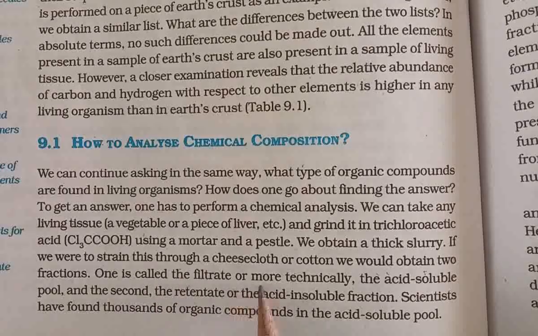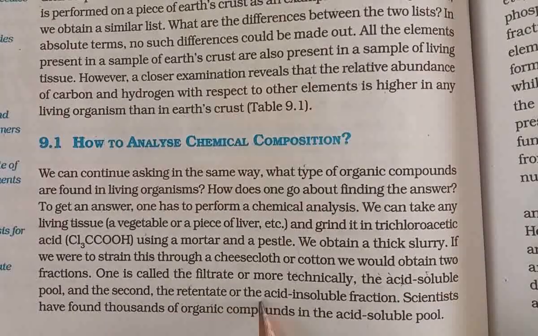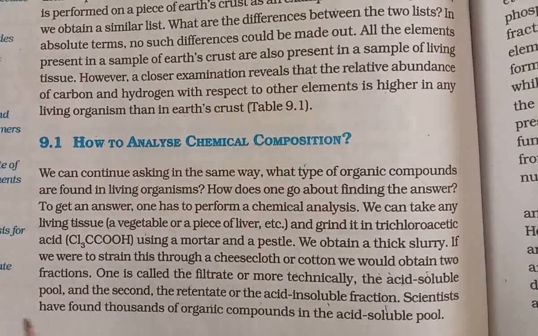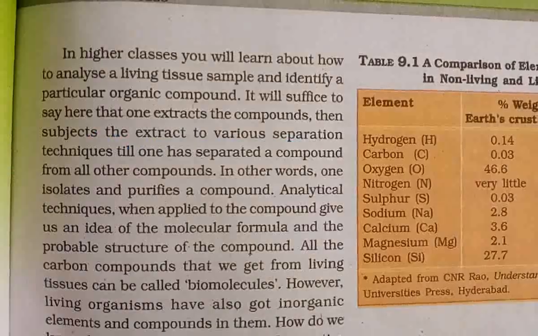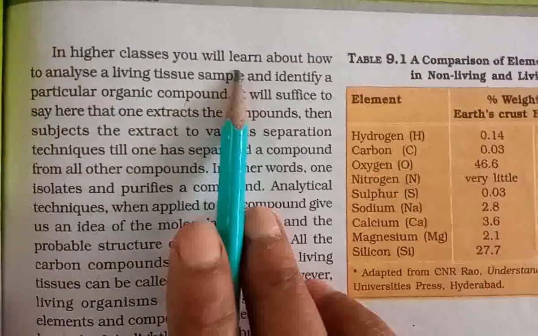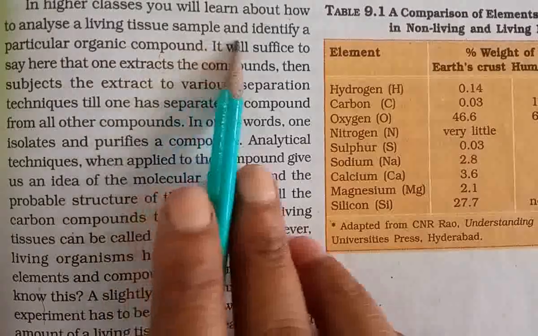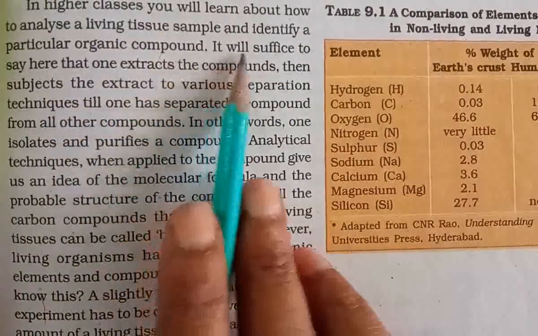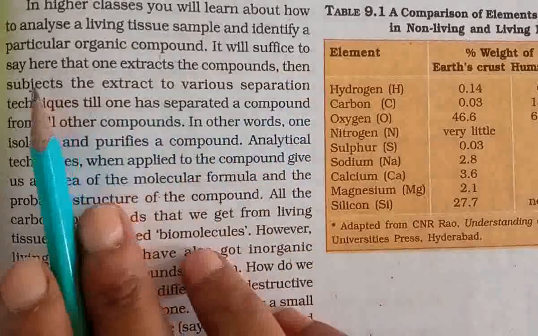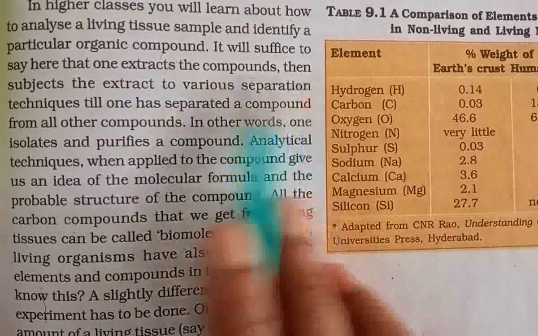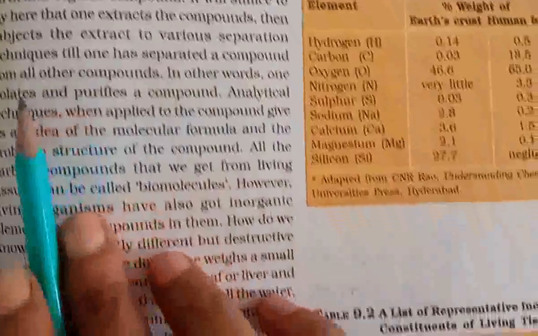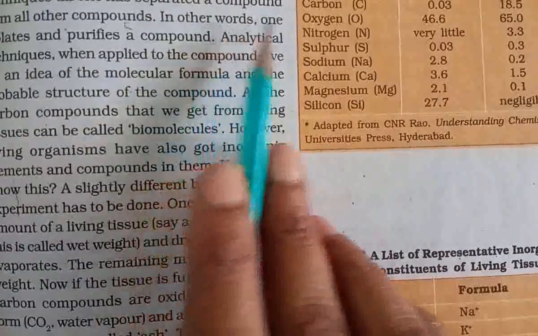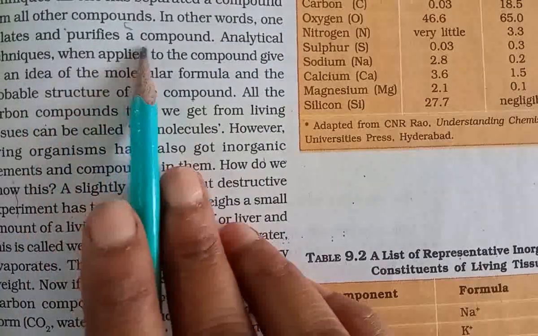One is called the filtrate, or more technically the acid soluble pool, and the second is the retentate, or the acid insoluble fraction. Scientists have found thousands of organic compounds in the acid soluble pool. In higher classes, you will learn how to analyze a living tissue sample and identify a particular organic compound. It will suffice to say here that one extracts the compound, then subjects the extract to various separation techniques till one has separated a compound from all other compounds. In other words, one isolates and purifies a compound.